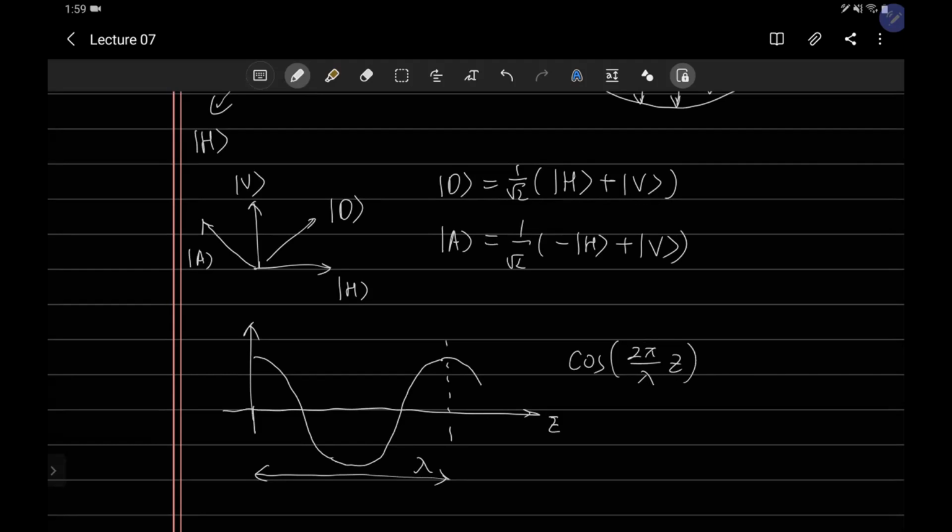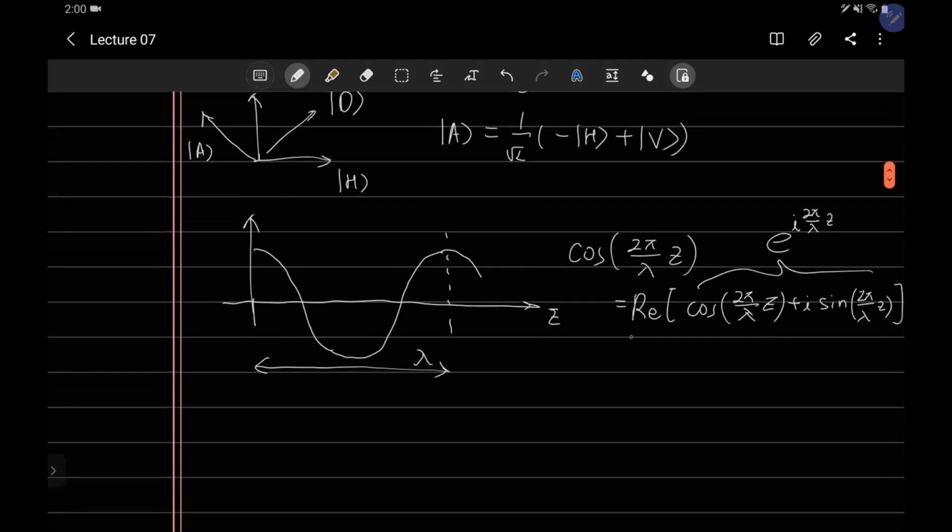Instead of dealing with the cosine or sine function, we generally prefer to use the Euler relation. So we know that this is the same as taking the real part of this summation, cosine 2 pi over lambda z plus i sine 2 pi over lambda z. And this can be replaced by exponential i 2 pi over lambda times z. Because we are only interested in the real part, this expression and the next expression are equivalent, but you will realize that this notation is much easier to deal with compared to this one. So we want to continue to use this Euler relation.